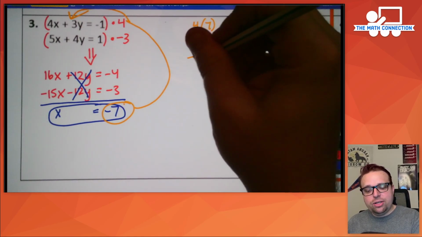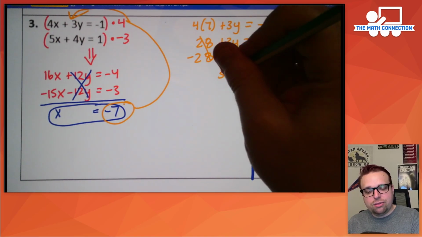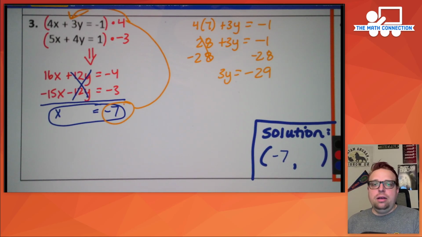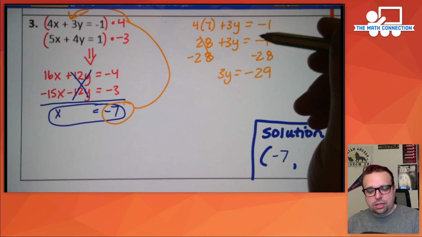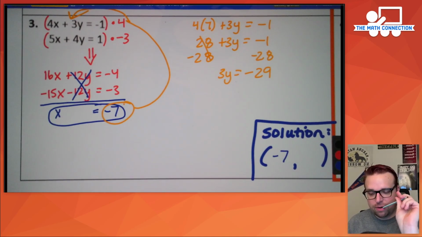Let's take away 28 from both sides. This cancels out. We get 3y equals negative 29. This is kind of ugly, but that's fine. Unless I'm adding wrong? Am I adding wrong? 7 times 4 is 28.